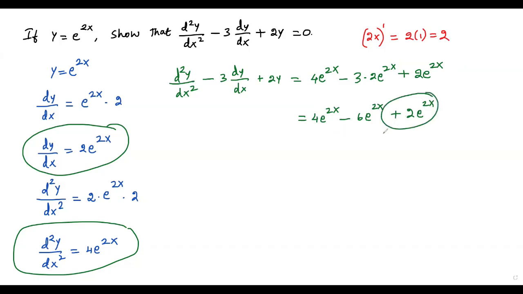This is positive 4 times e to the power of 2x, and this is positive 2 times e to the power of 2x. Both of them are like terms because both contain e to the power of 2x. When I combine these two positive terms, I get a positive 6 times e to the power of 2x. Minus, we write this as it is, 6 times e to the power of 2x. Again, these two terms are like terms and both are equal. Whenever I subtract two equal quantities, the result is equal to 0. So I have proved that the evaluation of this expression equals 0.